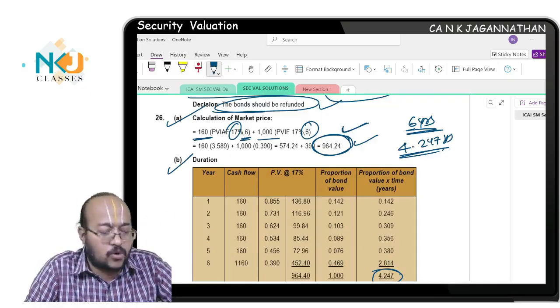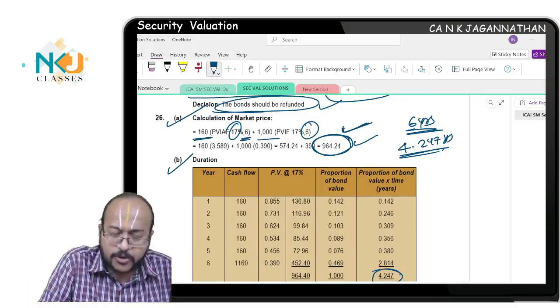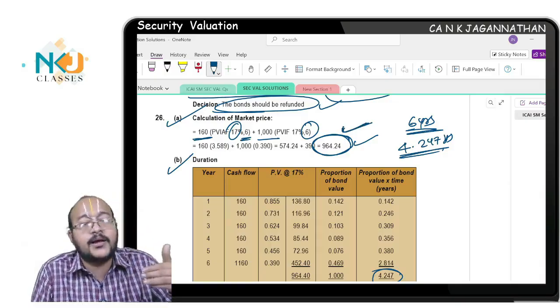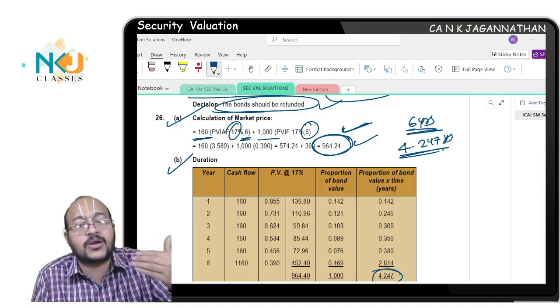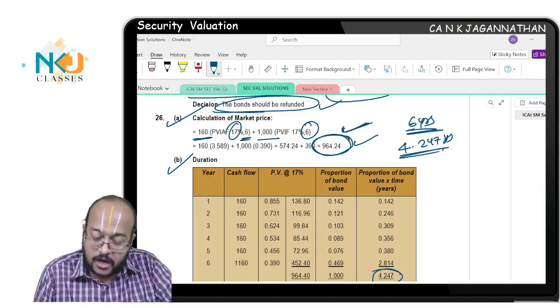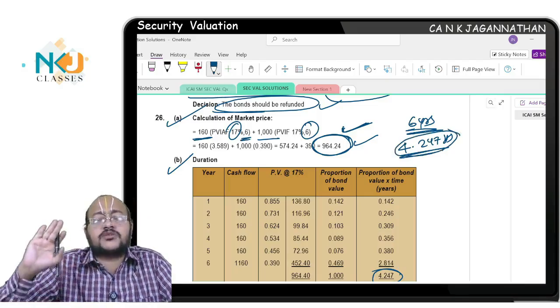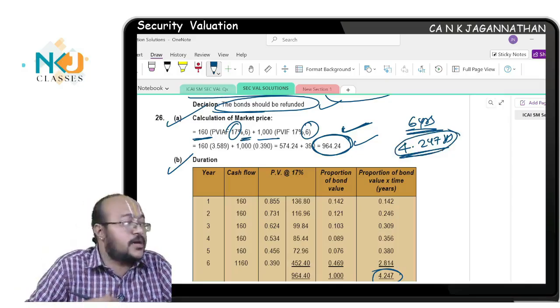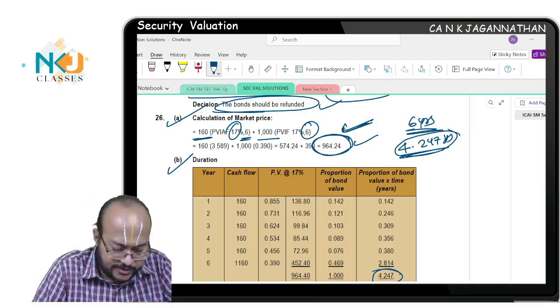This is a coupon paying bond, hence you receive a coupon every year. Today you paid 964.24, and every year you receive some coupon. Because of this coupon, you will be able to recover some portion of this principal. Are you all understanding? What is this 4.247? On an average, this is the time within which I am able to recover the price I paid for this bond. This is what duration is.